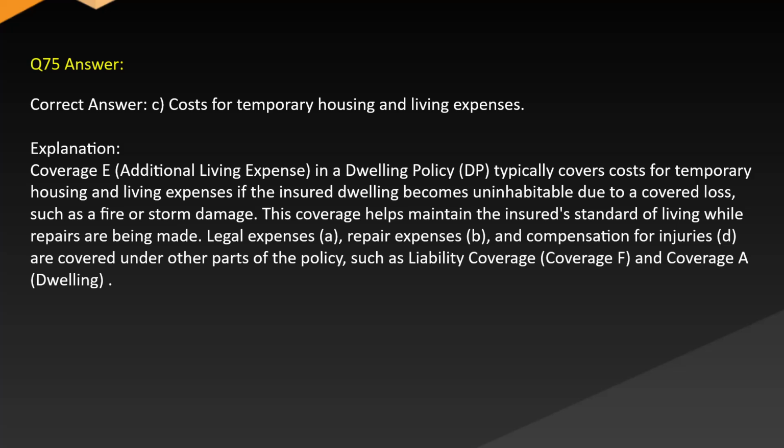Explanation: coverage E, additional living expense, in a dwelling policy DP typically covers costs for temporary housing and living expenses if the insured dwelling becomes uninhabitable due to a covered loss, such as a fire or storm damage. This coverage helps maintain the insured's standard of living while repairs are being made. Legal expenses, A, repair expenses, B, and compensation for injuries, D, are covered under other parts of the policy, such as liability coverage, coverage F, and coverage A, dwelling.